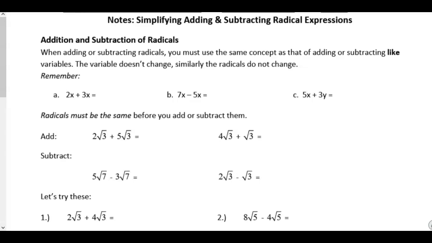So, for adding and subtracting, okay? First off, let's remember how to add and subtract variables. If I had 2x plus 3x, what would I get? 5x. Not squared, just 5x. You see how the x stayed the same? When you're adding, you're only adding the coefficients in front. Same thing with subtracting. 7x minus 5x is 7 minus 5, 2, x stays the same, right?